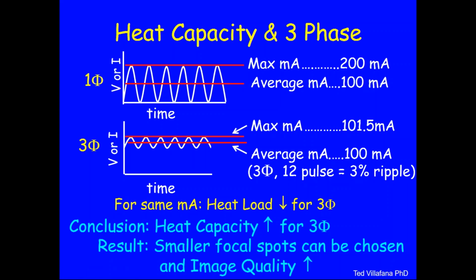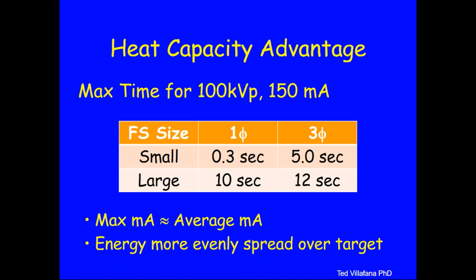But if it gives you better heat capacity, then you can choose smaller focal spots, which is what we've been saying all along. I had shown you this table before from the heat rating charts, and I show it again just to emphasize the big significant difference in numbers here. Single phase for small focal spot, 0.3, three phase, 5. That's a very significant increase in your capacity to do longer exposure times that may be required by bigger and bigger patients.